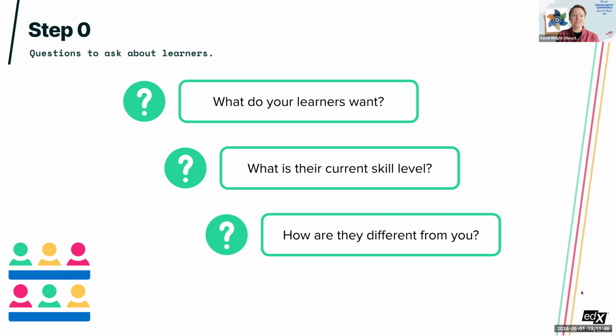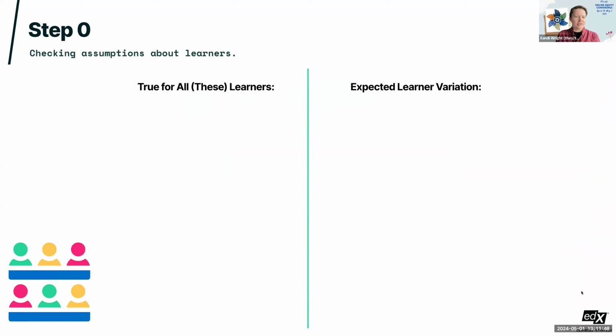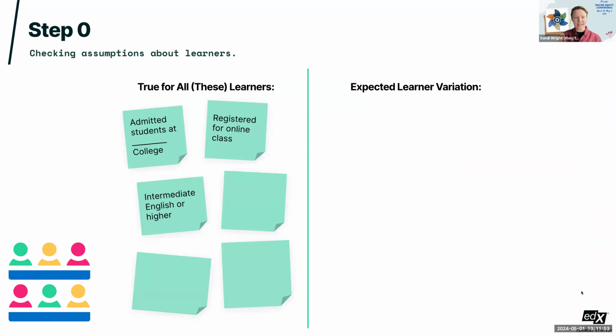As we think about this, we've identified a framing of what do I know is going to be true for all of the learners that I expect to encounter, and then where can I expect variation? So things that might be true for every learner for a course that you're designing, hypothetically, would be they're all going to be admitted students at this college, for example.